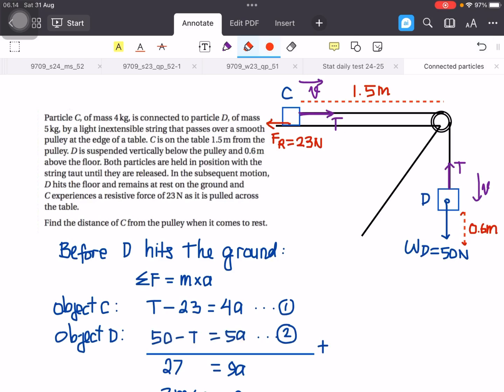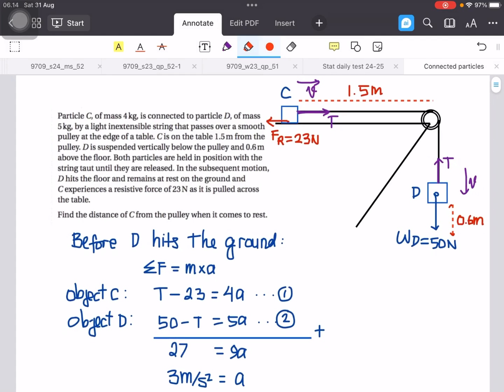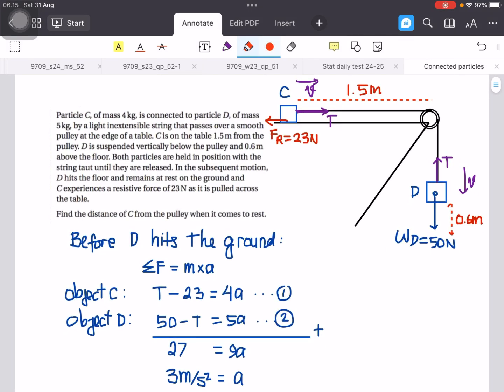And then to find acceleration, we can eliminate the tension by adding both equations. So we add the first and the second equation to eliminate the tension. So the equation becomes 27 is equal to 9A. So the acceleration is equal to 3 meters per second squared.